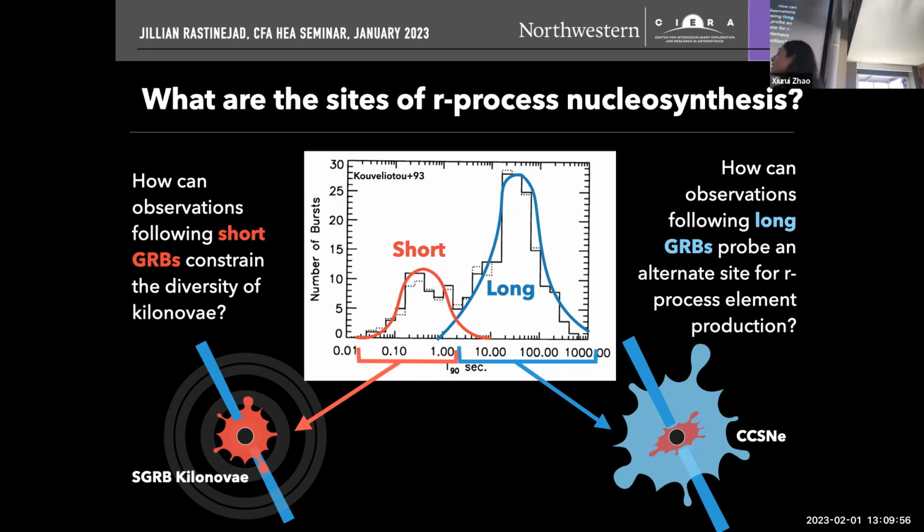Another thing that I've been more recently interested in is actually probing an alternative site for r-process nucleosynthesis in the successors to long GRBs. So how can observations following long gamma ray bursts probe an alternate site for r-process element production? And this is what I'm going to talk about for the rest of the seminar.